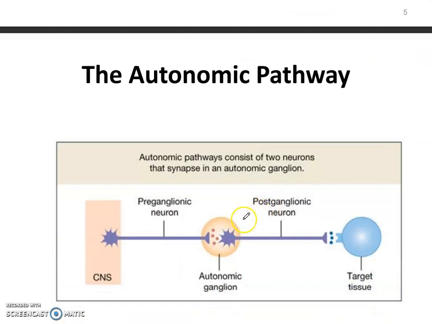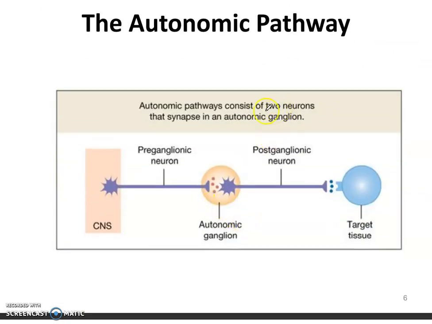Then there's the autonomic pathway. It consists of two neurons that synapse in an autonomic ganglion. First of all, there is the central nervous system. Then there's the preganglionic neuron, and then there is the autonomic ganglion. Before the autonomic ganglion, the neuron is called the preganglionic neuron because it is before the ganglion. After it passes the autonomic ganglion, it is called the postganglionic neuron because it is after the ganglion, and this is the target tissue.